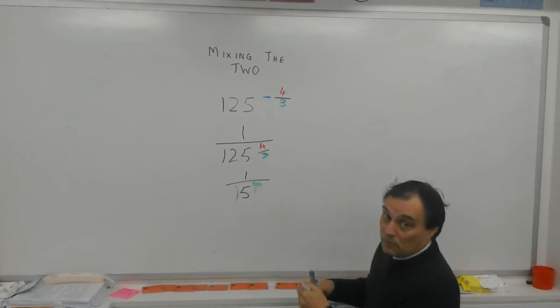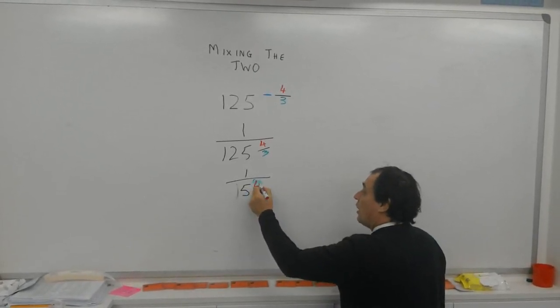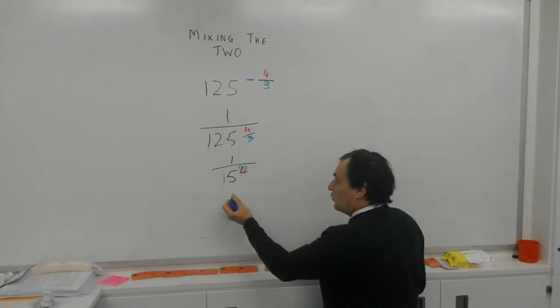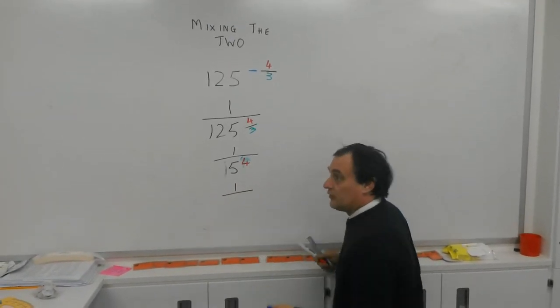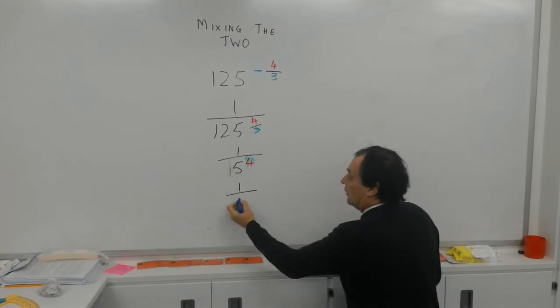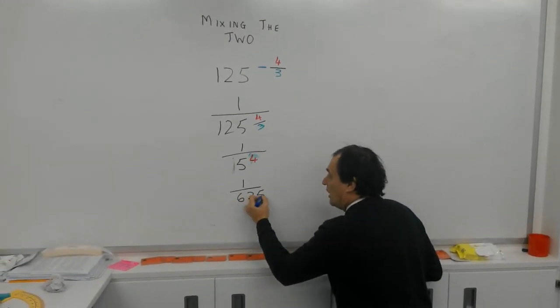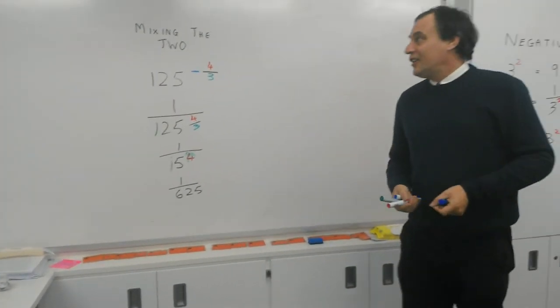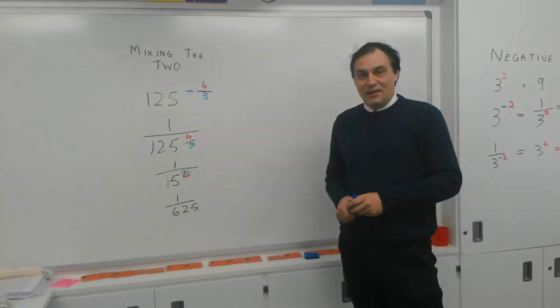Mistake there. There's a deliberate mistake in the video. It always happens. 5 raised to the 4. And all I have to do now is raise the 5 to the 4. So 5 times 5 times 5 times 5 gives us 625. So that gives us 1 over 625. So that is how you do negative and fractional indices and mix the two together.